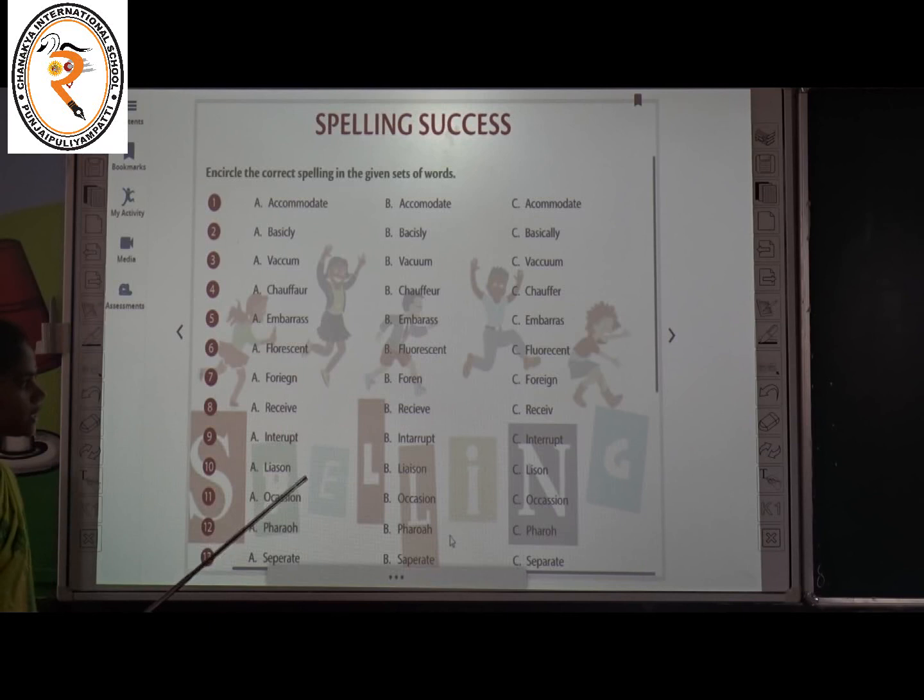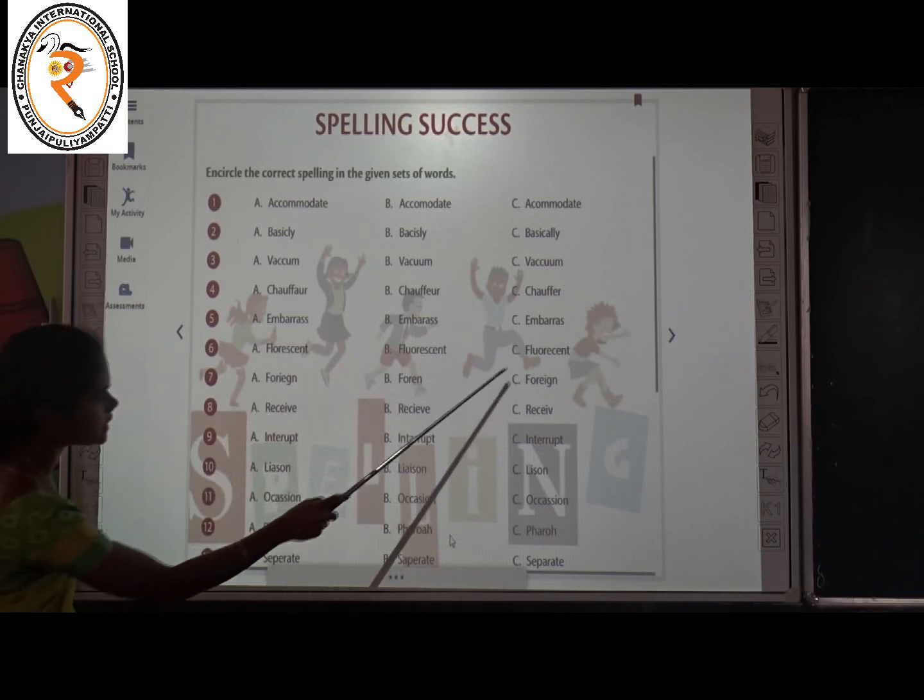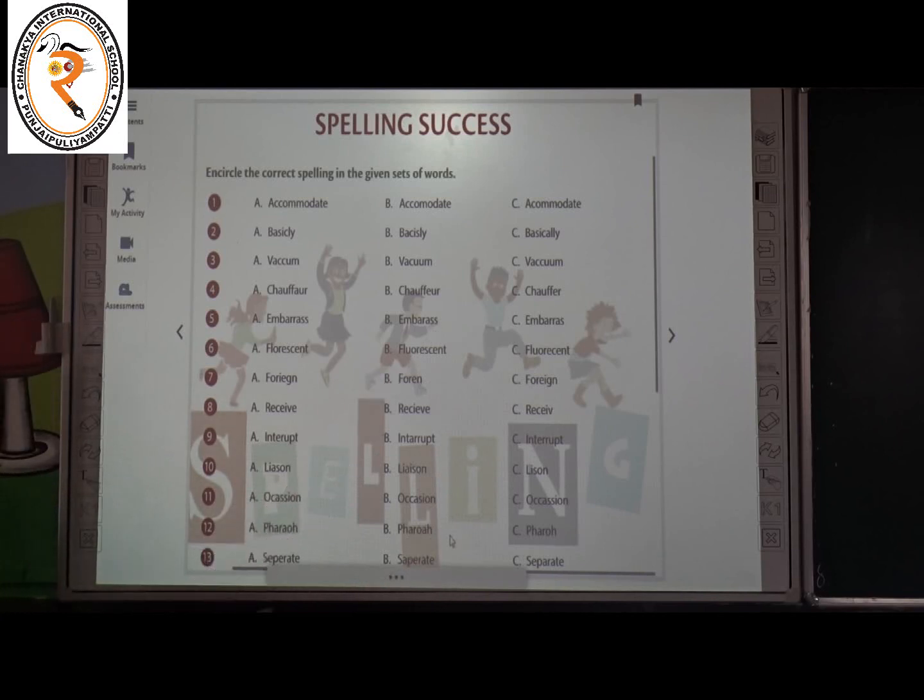And foreign. What is the correct spelling of foreign? A, B or C? C is the correct spelling for foreign. And the next one, receive. Which one is the correct spelling for receive? Eighth one. It is A. So you have to encircle A. And the ninth one, interrupt. What is the correct spelling of interrupt? It is C. So you have to encircle C.